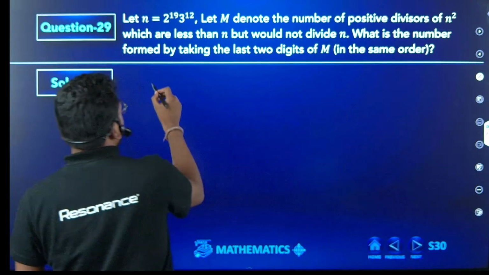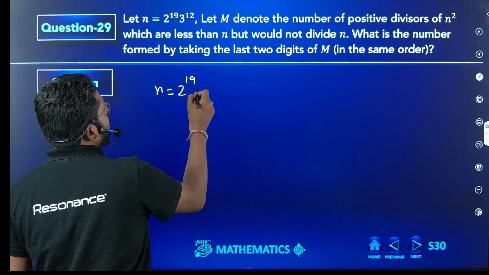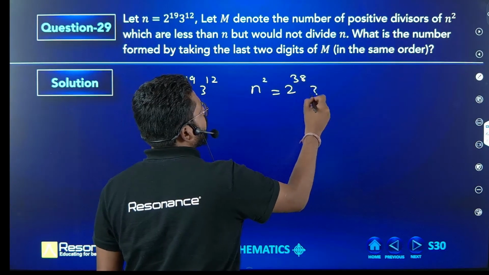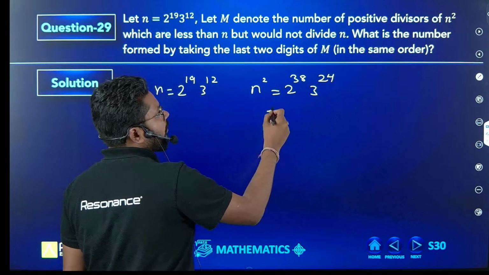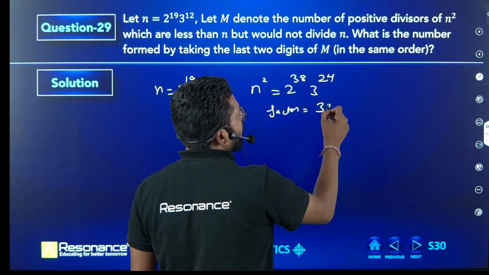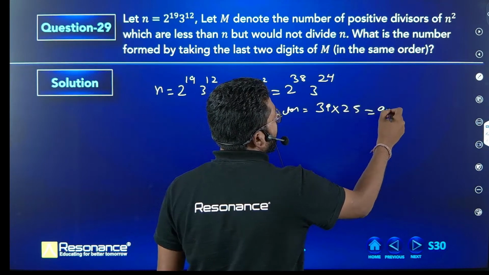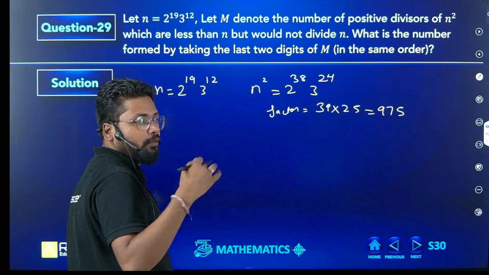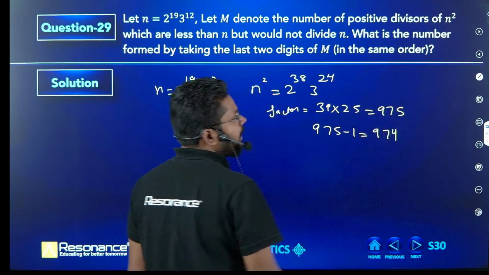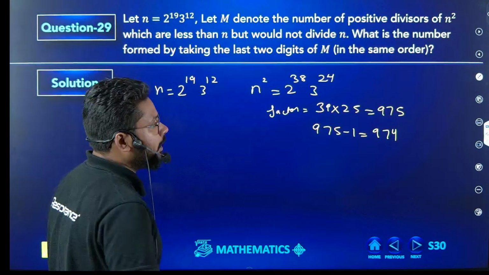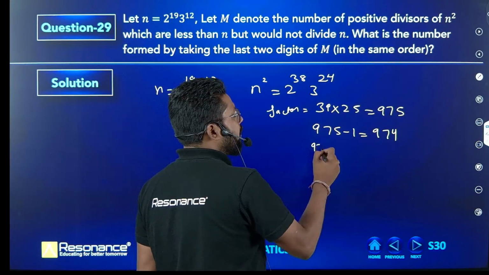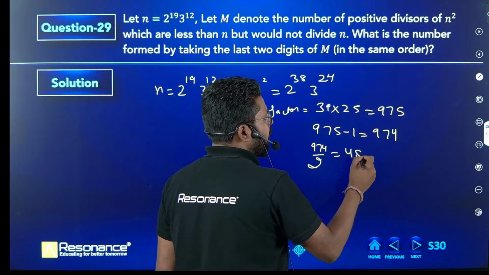So n is here 2 raised to the power 19, 3 raised to the power 12, and n square will be 2 raised to the power 38 and 3 raised to the power 24. So its divisors, the formula is (n plus 1) into (m plus 1). So 39 into 25, that is 975. But this number will be repeating itself, so you have to remove it. So 975 minus 1 will be 974. And half of it will be greater than n, so 974 by 2 is 487.